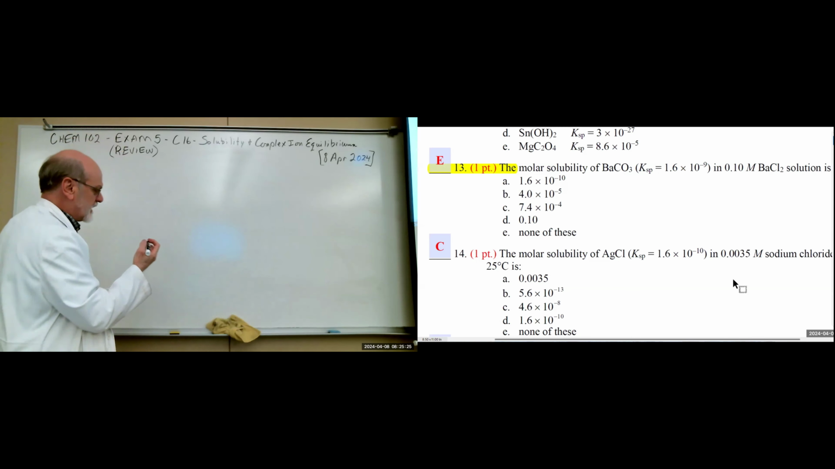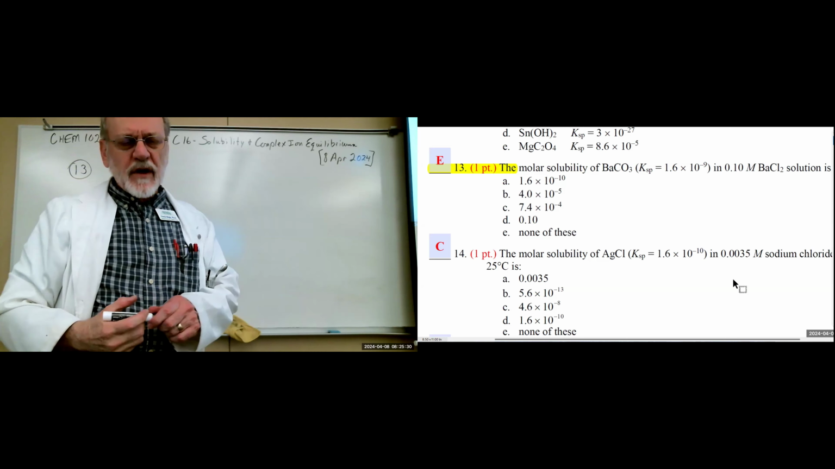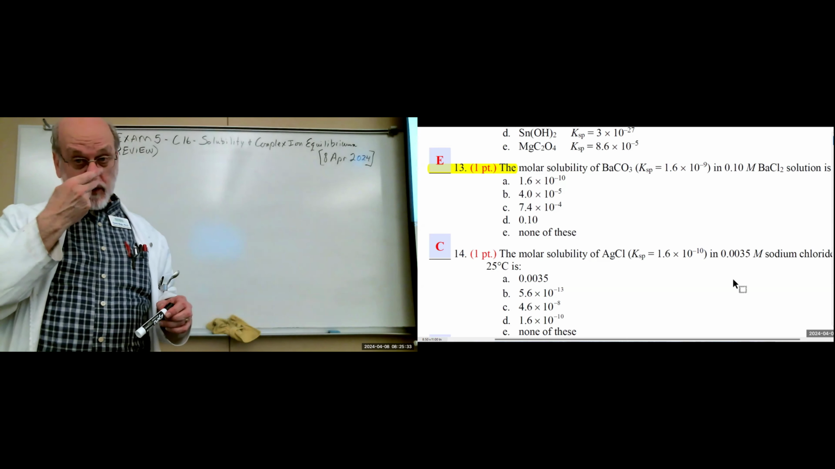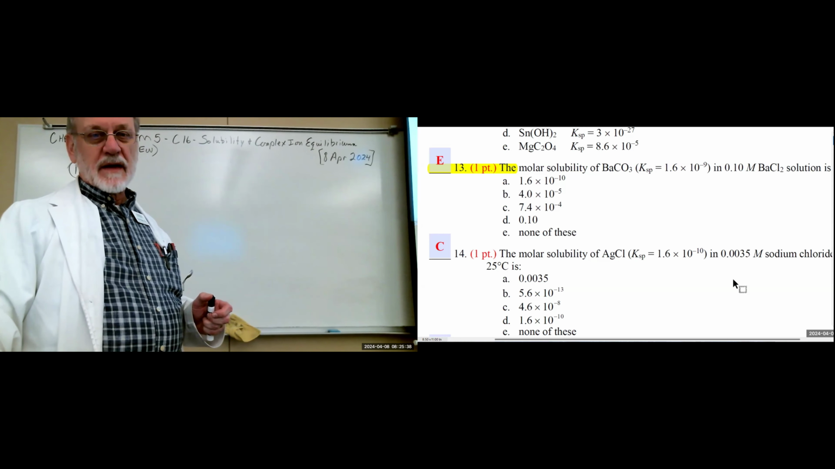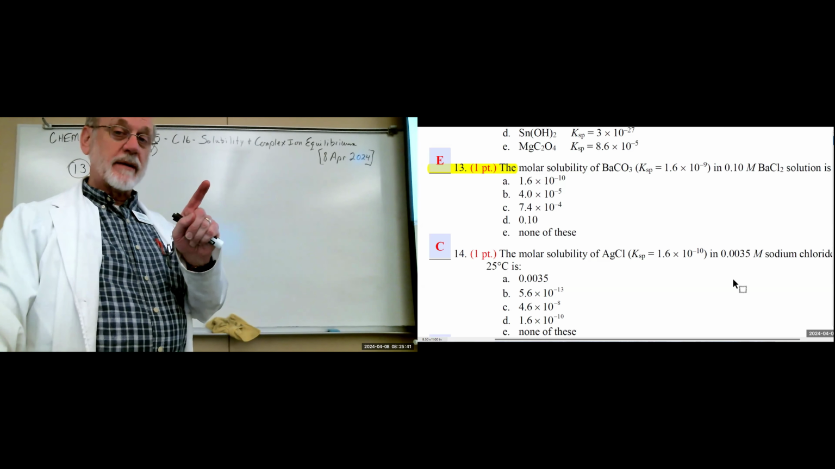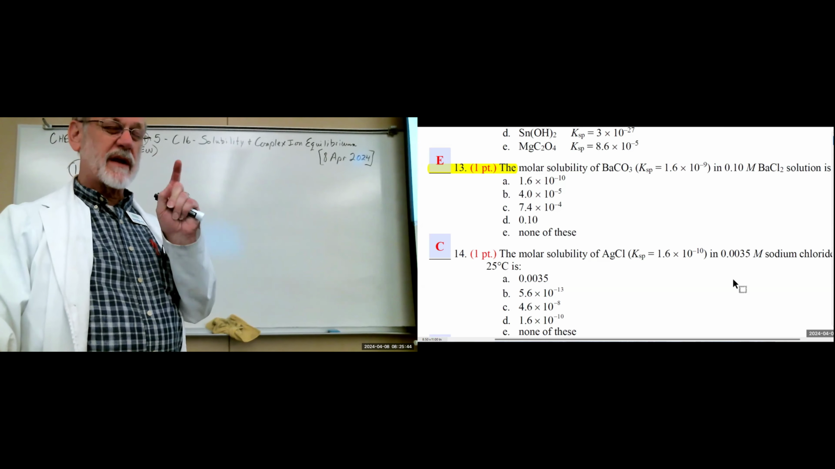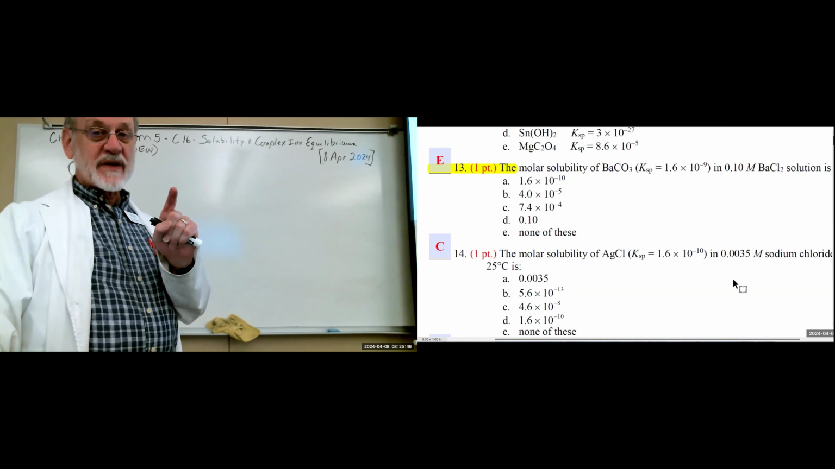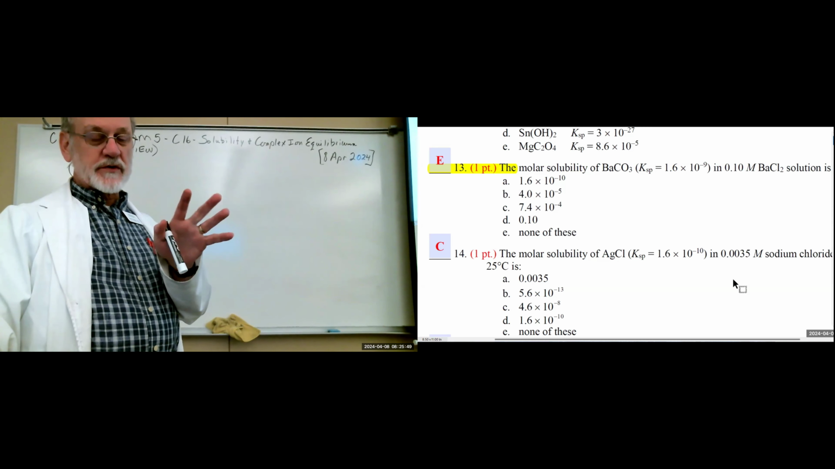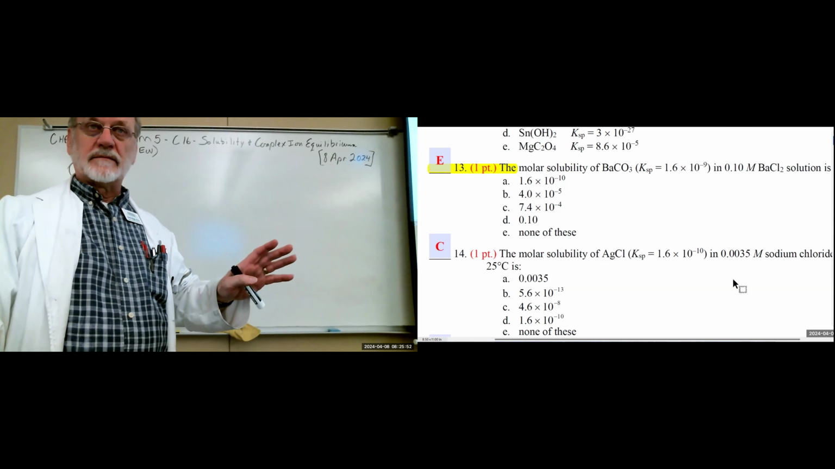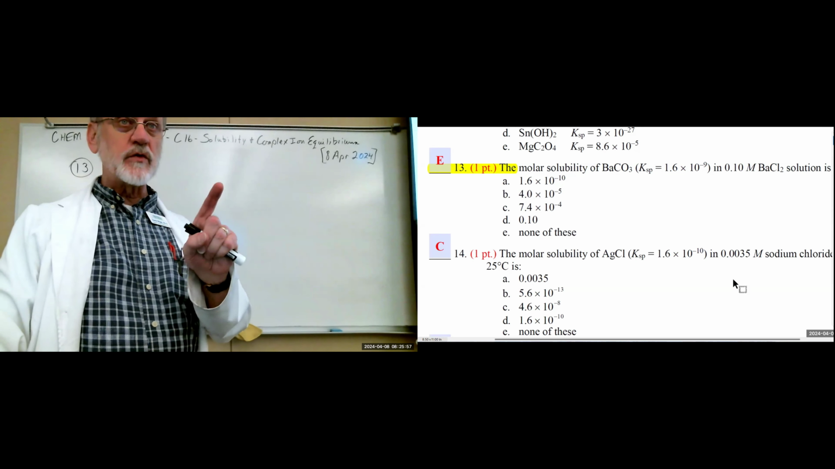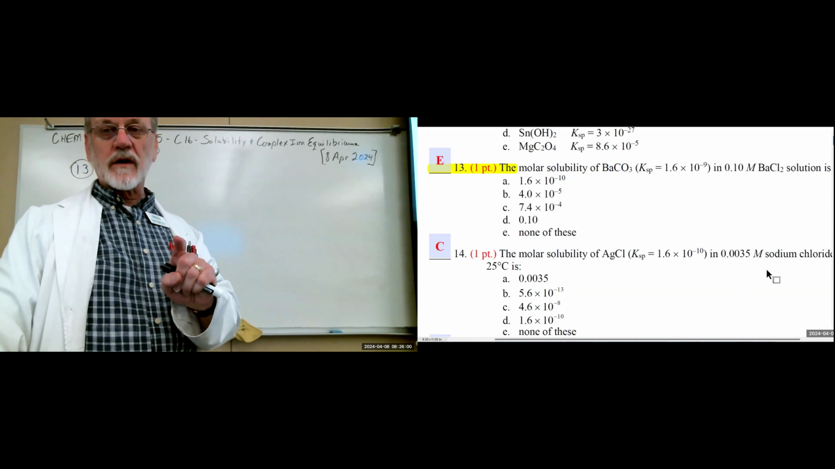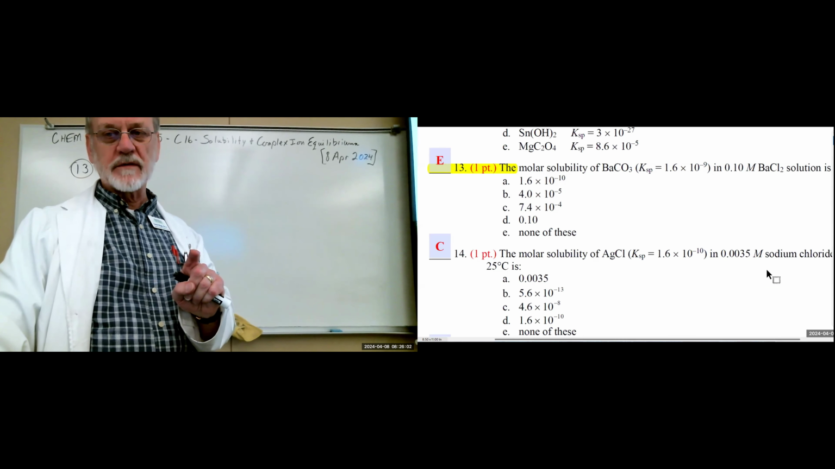Okay, number 13. The molar solubility of barium carbonate is 1.6 times 10 to the minus 9. This time we're calculating the solubility. That Ksp is true no matter what solution it's going into, regardless of the components of the solution.